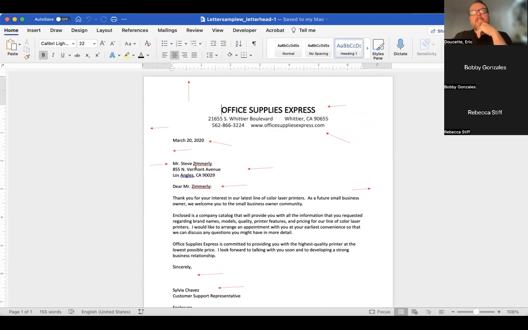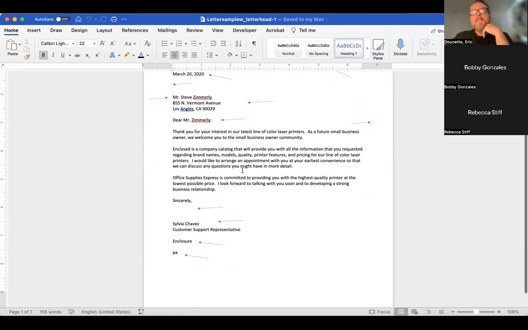Then you have the date, then you have the inside address, then you have the salutation, and everything else is the same from here. But that's how you format a letter. It's got to be one of those two.